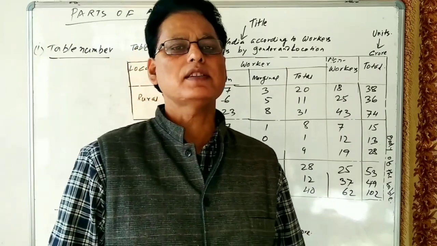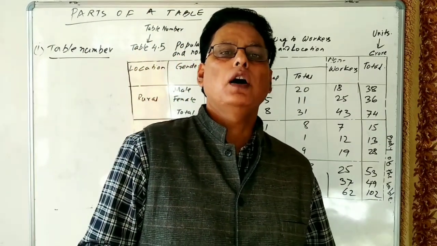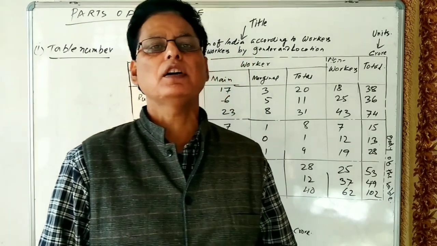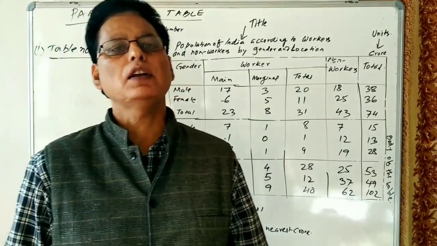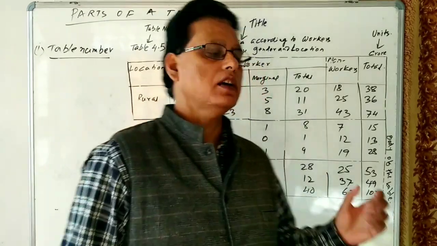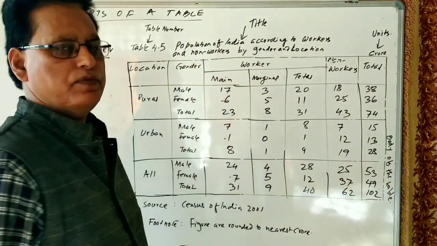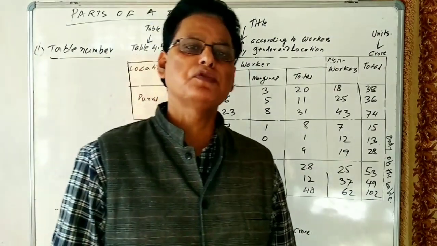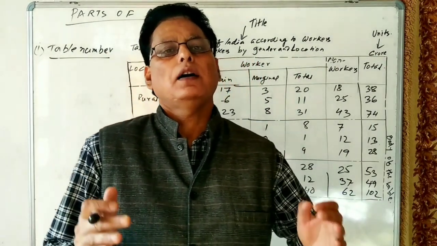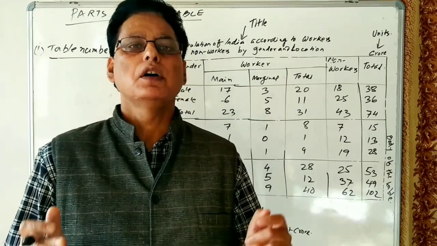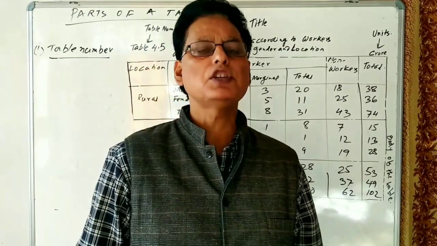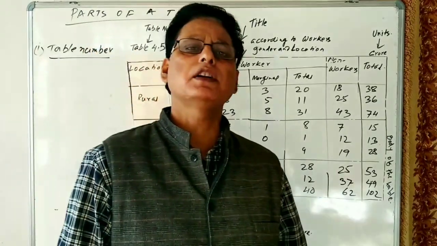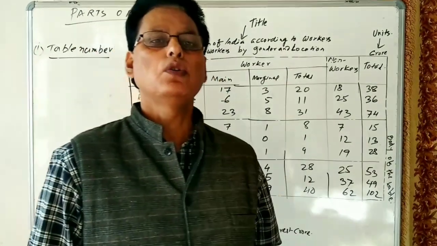For the reference, it is very easy to give the table number. If the table number is not given, then it will be difficult to refer to the table, to identify the table. Here it is given 4.5. 4.5 means this table belongs to chapter number 4, and this is the 5th table of chapter number 4. So each and every table must be given the table number. Generally, the table numbers are given in whole numbers.